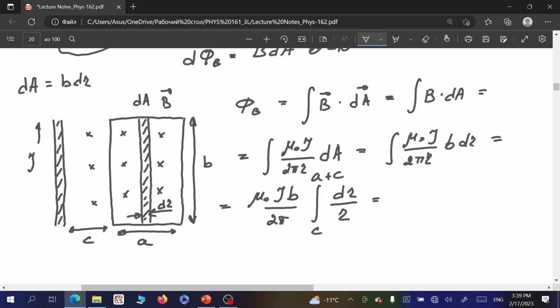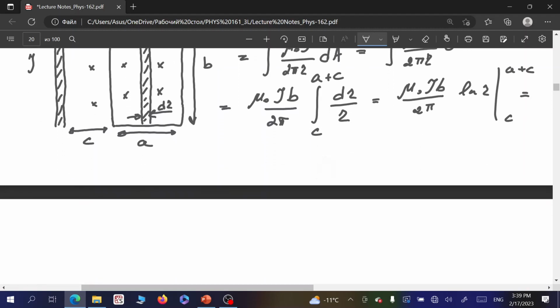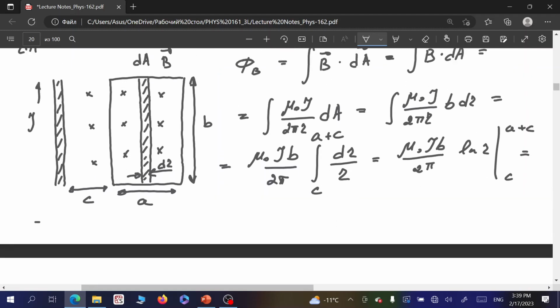So what do we get here? It will be mu naught I times B over 2 pi times the natural logarithm of r from C to A plus C. And that is equal to mu naught I times B over 2 pi.